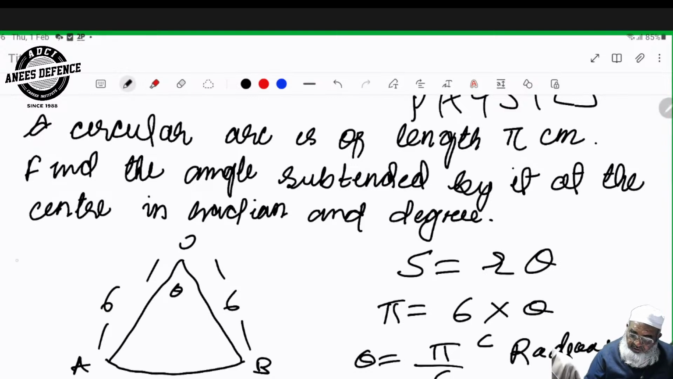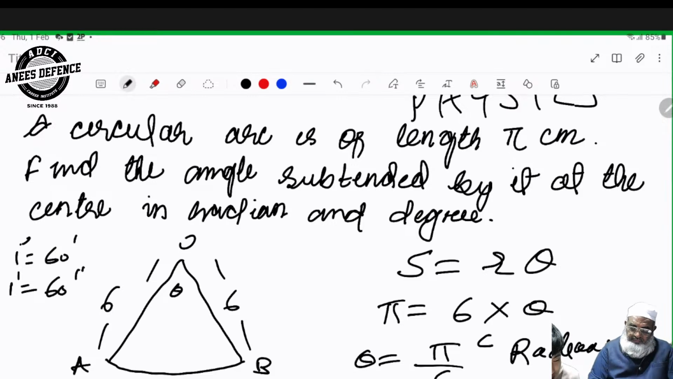One degree is 60 minutes. And 1 minute is 60 seconds. Pi means 180. Understood? Second one.